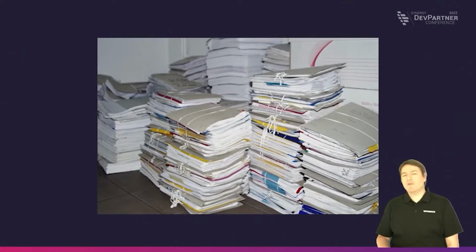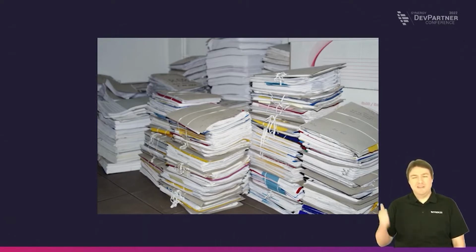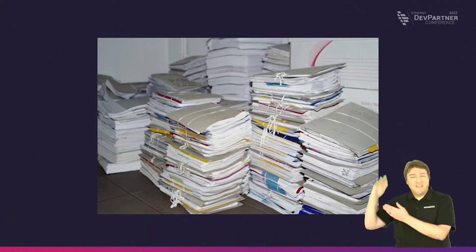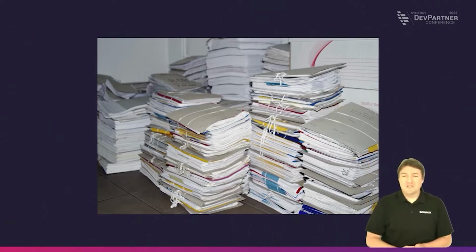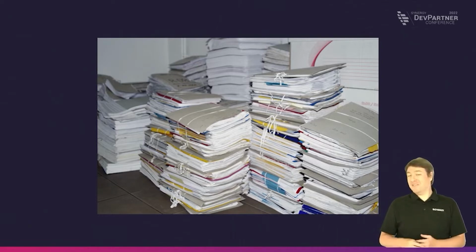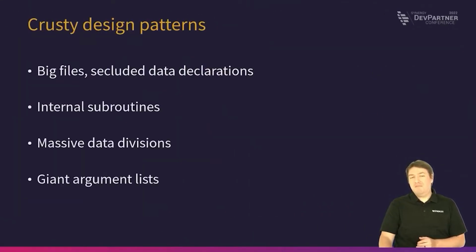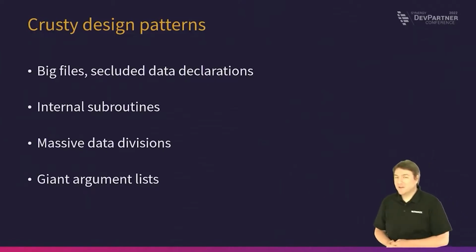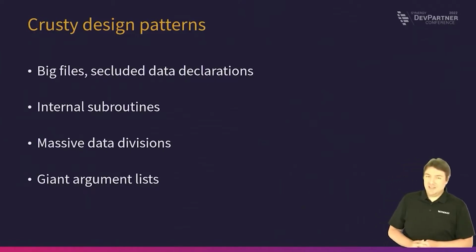So, if I were to print one of your subroutines, would it look like this? Maybe like 5,000 lines of data division, another 40,000 lines of code. So much so that you start running into compiler limits. Maybe you've even encountered the dreaded segbig error in the process. Big files is definitely one of the crusty patterns that we see most commonly.